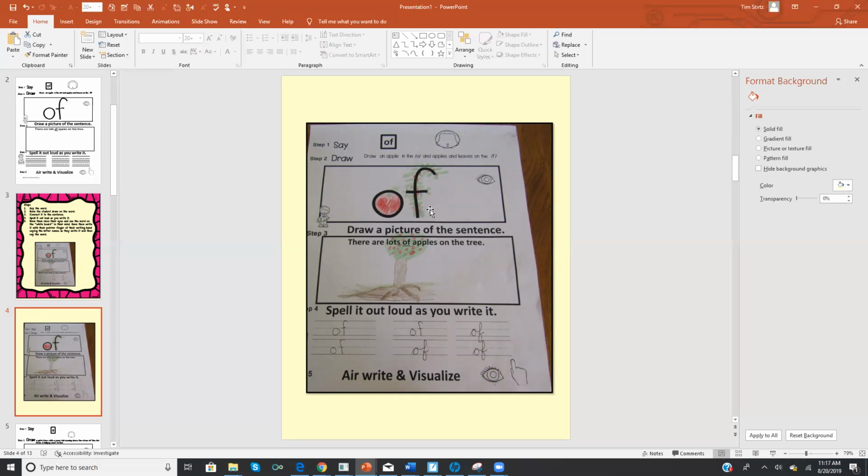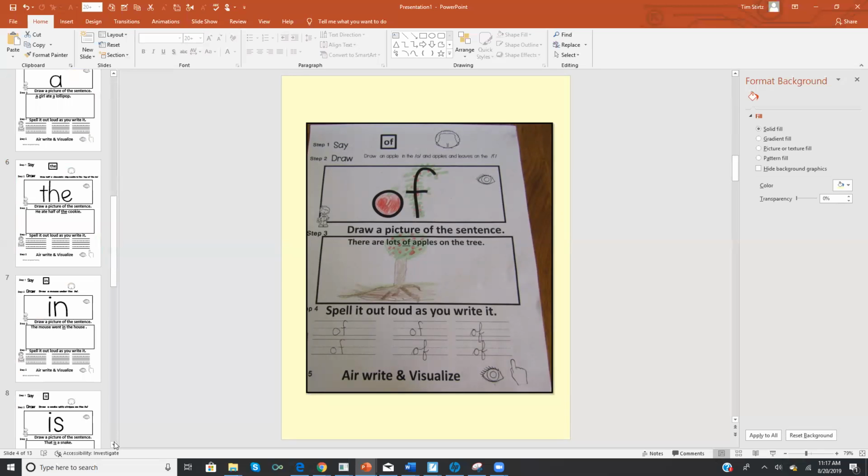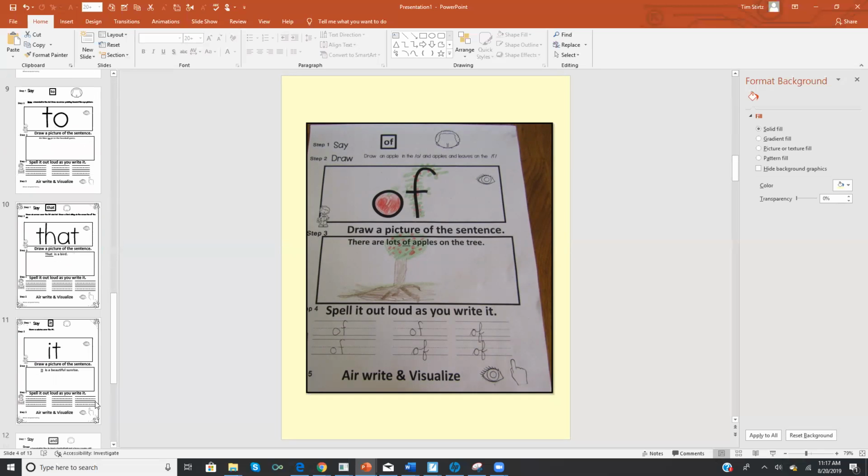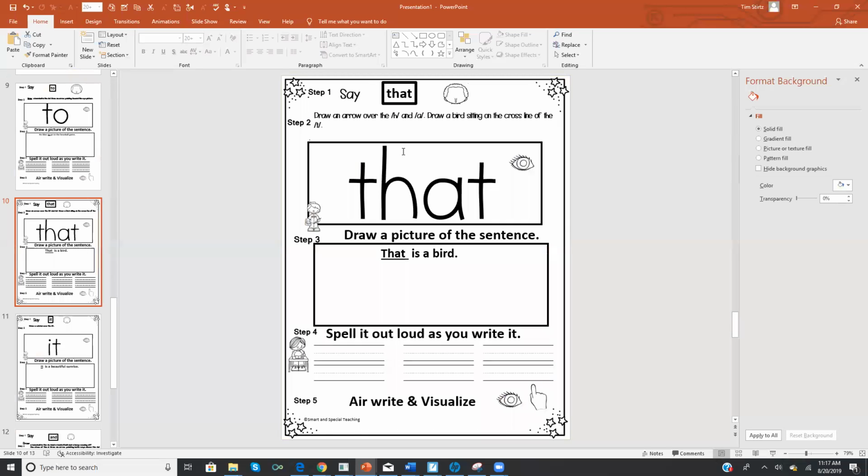If you have a longer word, like later on, we have the word "that" in this package. We draw an arrow over the A, H, and the A, and draw a bird on the stem of the T. And the word "that" is a bird. So I would have the student draw that and visualize it. And they can draw another bird on this T if they wanted to. They could draw a bird bath in the A if they wanted to. Something to help them remember the different letters.